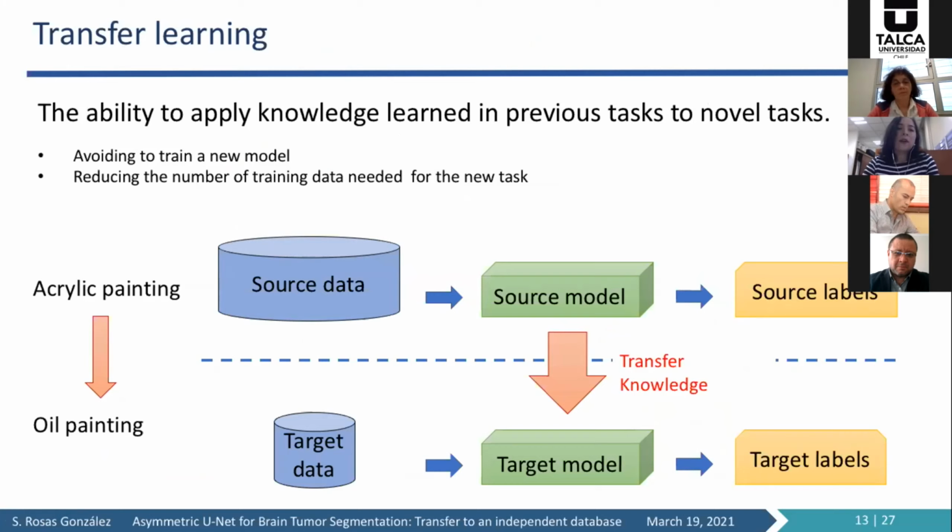So transfer learning is defined as the ability to apply knowledge learned in a previous task to a novel task. These transfer learning methods avoid training a new model and reduce the number of training data needed for the new task. In analogy with human learning, we can say that people often use the knowledge learned for a previous situation in a new one. For example, we can say that acrylic painting will be useful to learn oil painting.